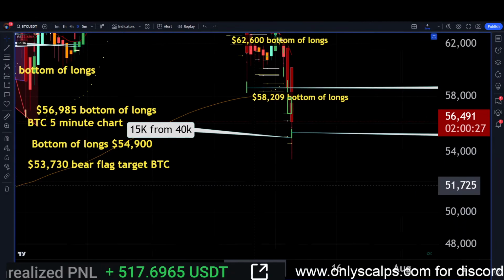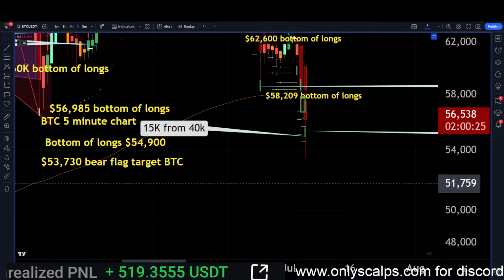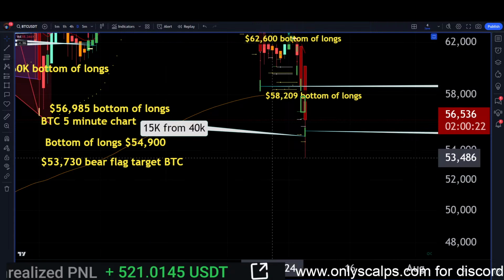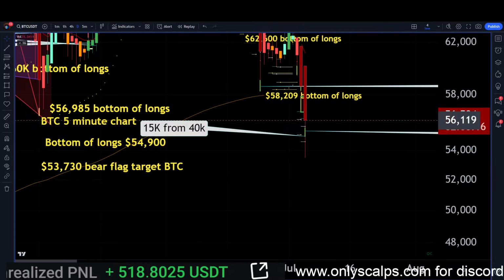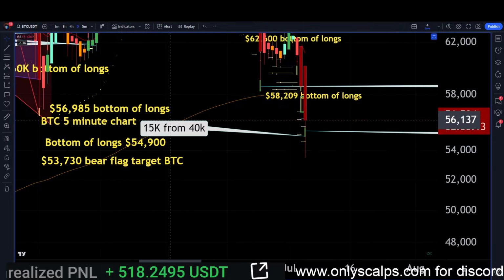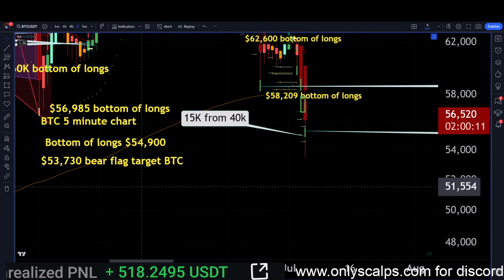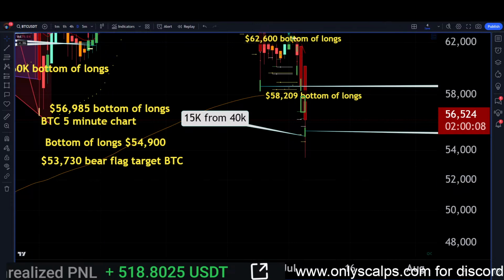Remember, this was at $53,730 bear flag target. We went to 53,486. So if you want to learn how to map these targets and get a pretty good idea about it, if you're opening a long-term short at the tops, I'm going to teach you how on this stream today. But generally, bear flags work if the weekly and daily RSI are not completely overbought.